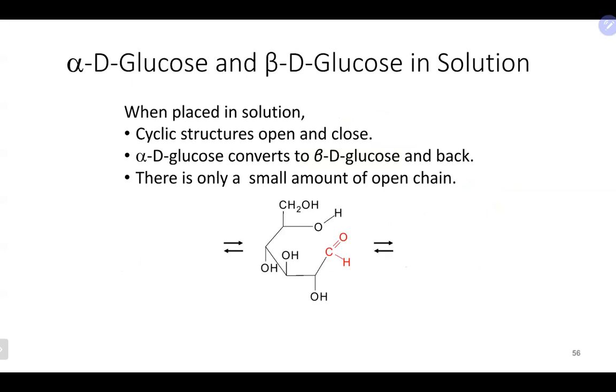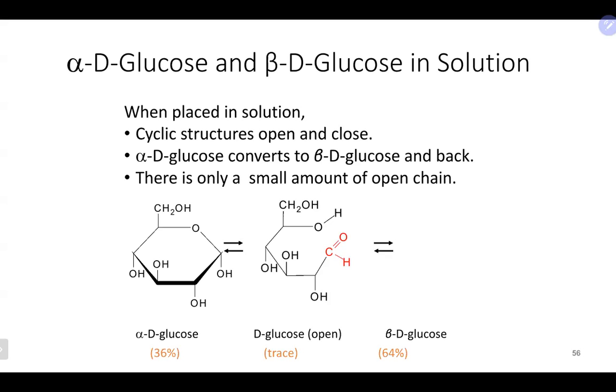Now, in terms of glucose, it will spend time between alpha and beta, with most of the time hanging out in the beta formation, where the OH group is up. Once again, alpha means the OH group there is down.